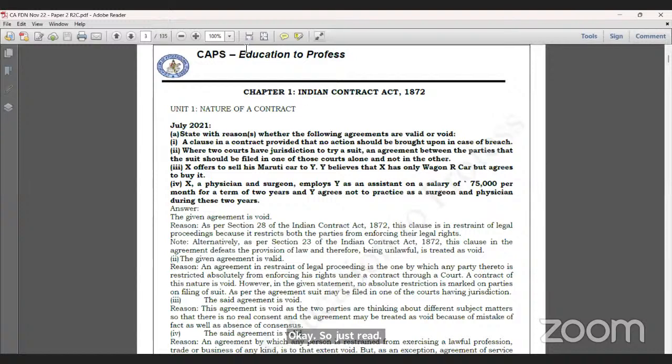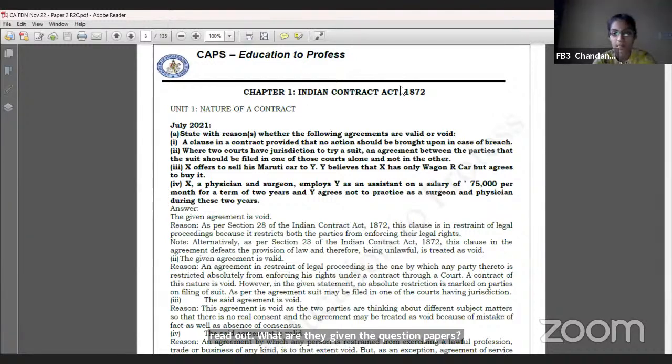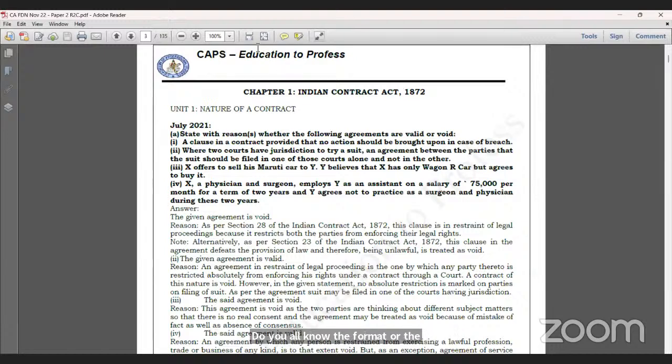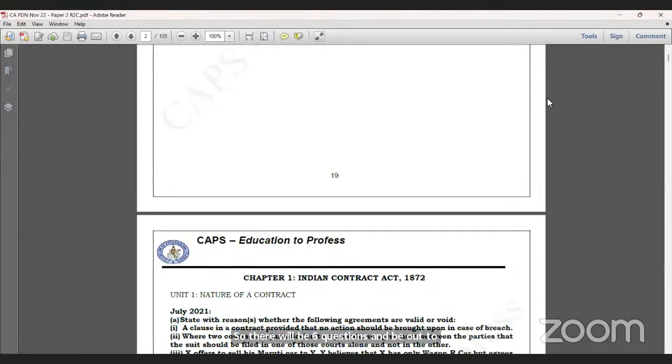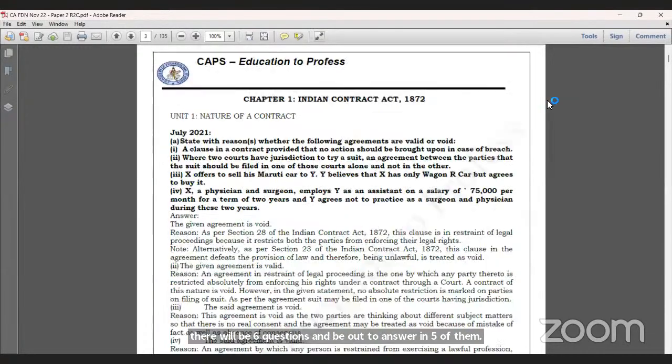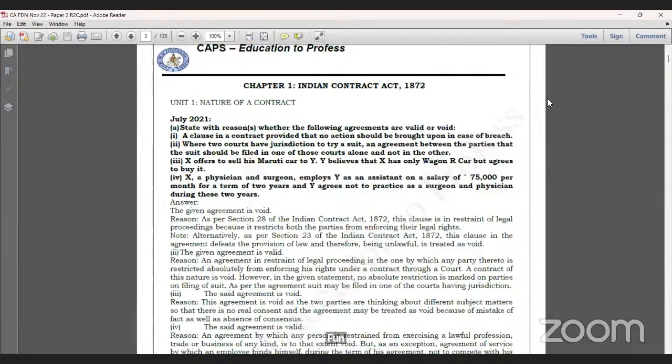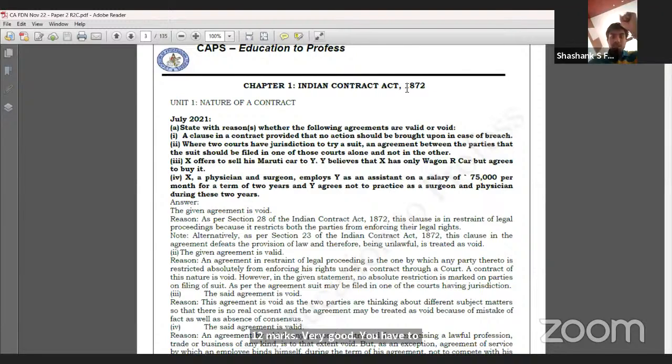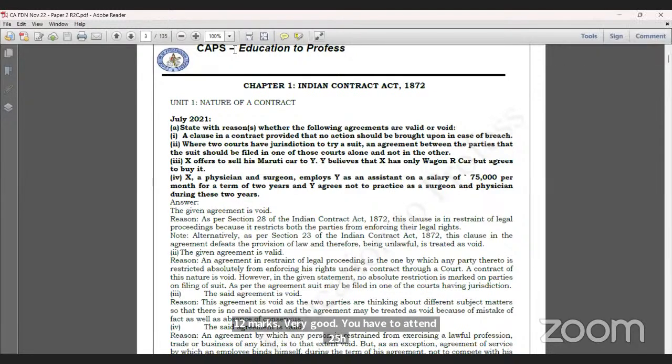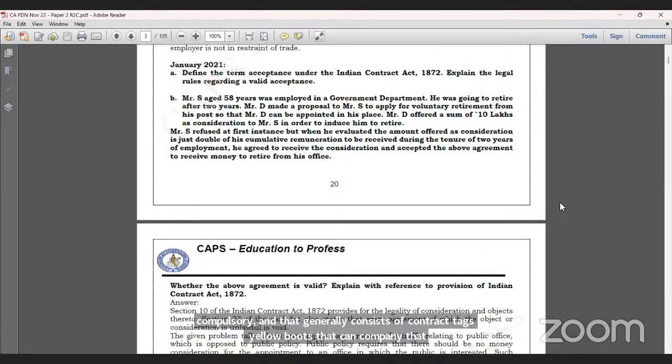Do you all know the format of the paper? Tell me what's the format. Sir, there will be 6 questions and we have to answer 5 of them, and each carries 12 marks. Very good. First question is compulsory, and that generally consists of Contract Act, Sale of Goods Act, and Companies Act. Of the remaining 5 questions, you have to answer any 4, again of 12 marks each, and there'll be parts of 4 marks, 3 marks, 2 marks.